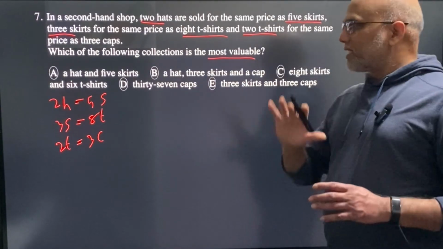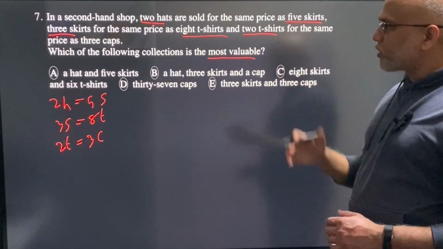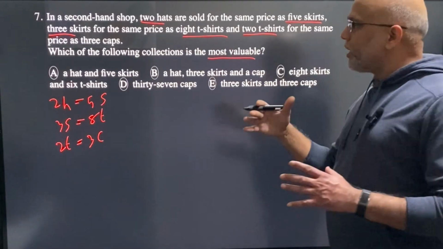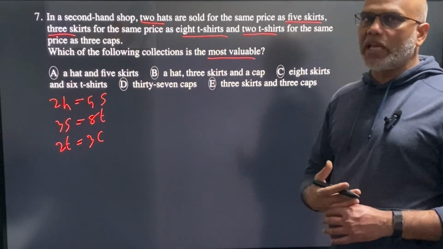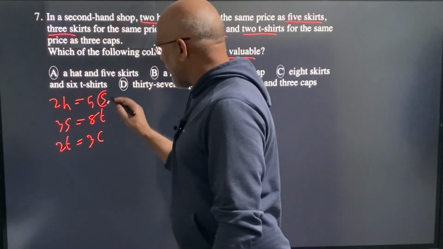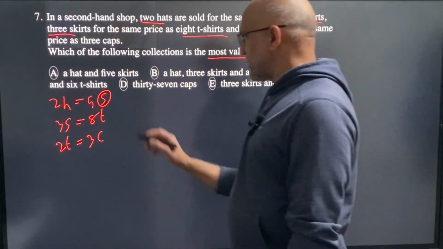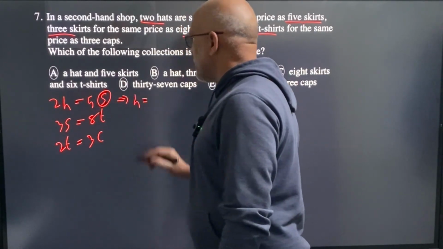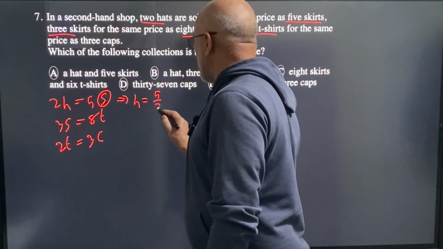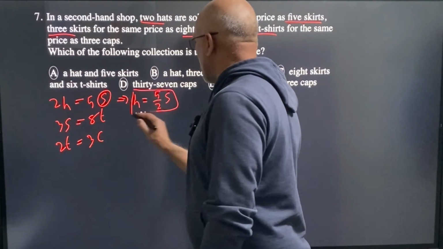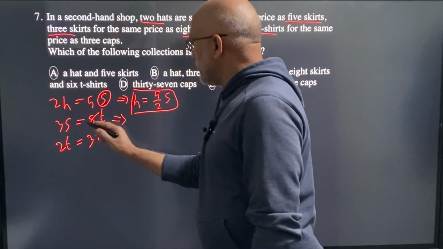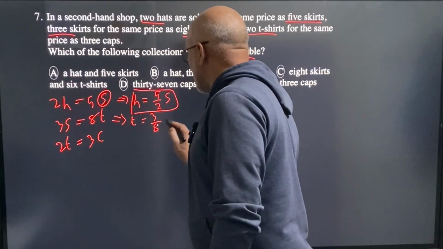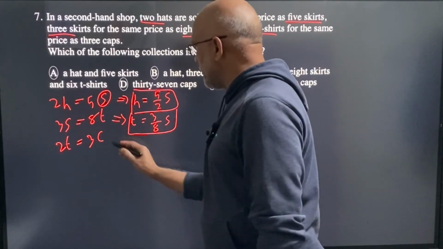You can probably guess that this is a straight algebra problem. So let's try to do it that way. We need to compare the collections, so it would be easier if we express everything in terms of one variable. Let's pick S. So from here, if I divide both sides by 2, H is going to be 5 by 2 S. From here, T is going to be 3 by 8 S.